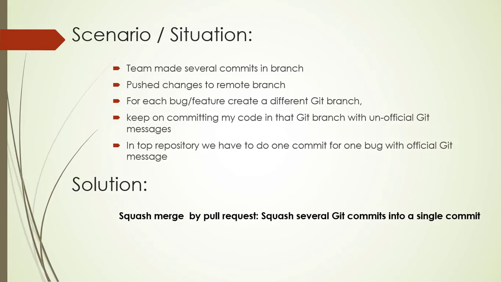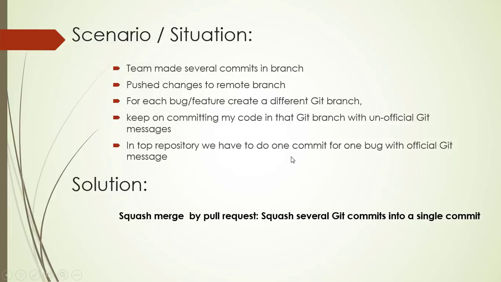So, in the previous sessions, we looked at different ways to incorporate the changes from one branch to another branch. There are a lot of ways. One is merge, or we have used rebase, and also we have used cherry-pick. Based on the different situations, we have used all these options. But this is one of the scenarios that I'm going to explain to you.